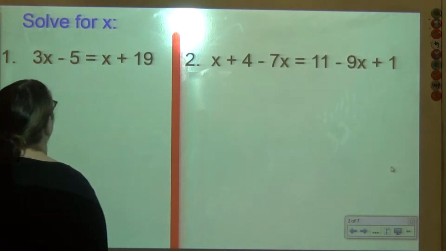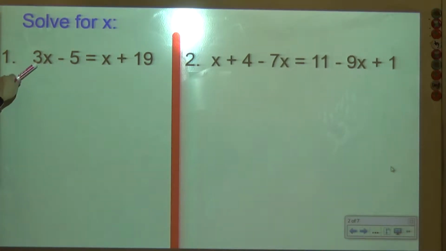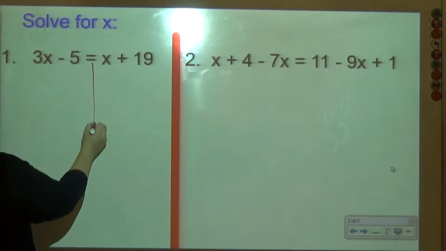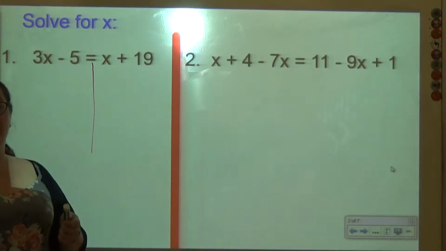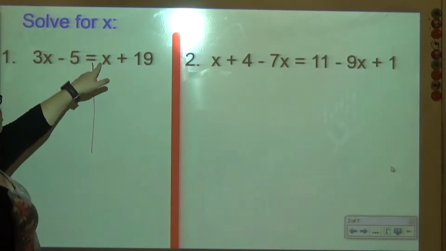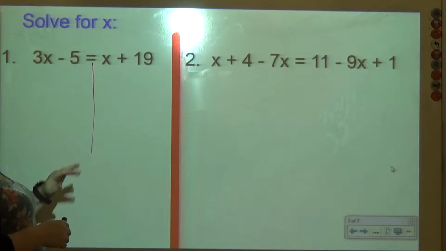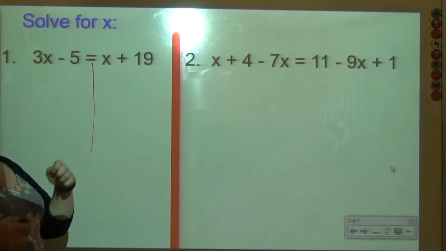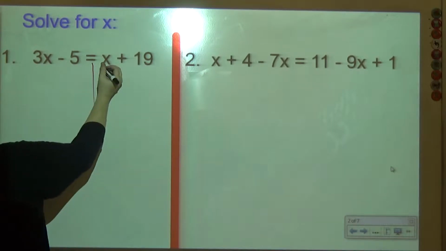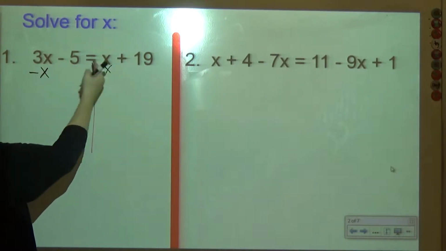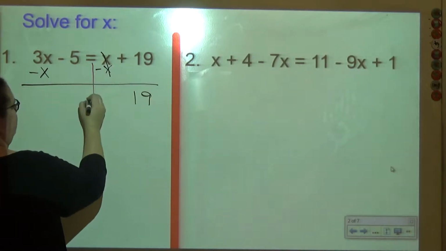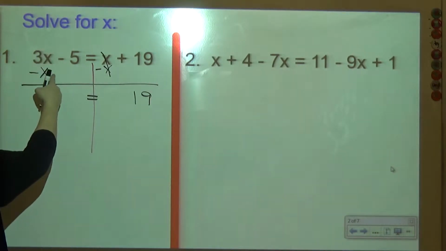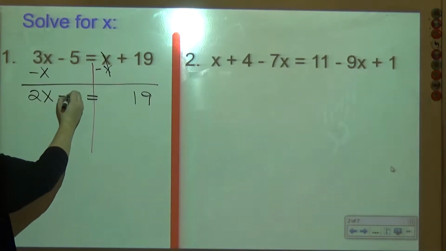So remember, the first thing we have to do when we solve is get the x's on the same side of the equal sign. Okay? So I'm going to draw my line between them. My general rule is to move the one that has a smaller coefficient. So what's smaller, 3 or my invisible 1? 1. So now, is that x positive or negative? That's a positive x, so we're going to subtract. Minus x and minus x. x minus x is 0, it cancels out. I'm going to bring down my 19 equals 3x minus x is 2x minus 5.